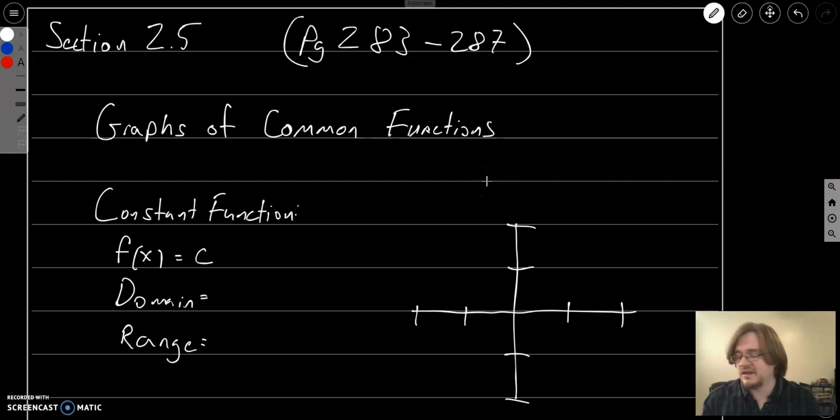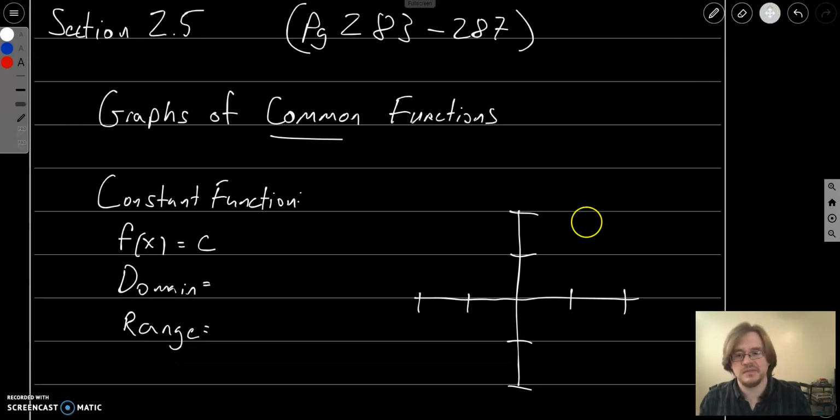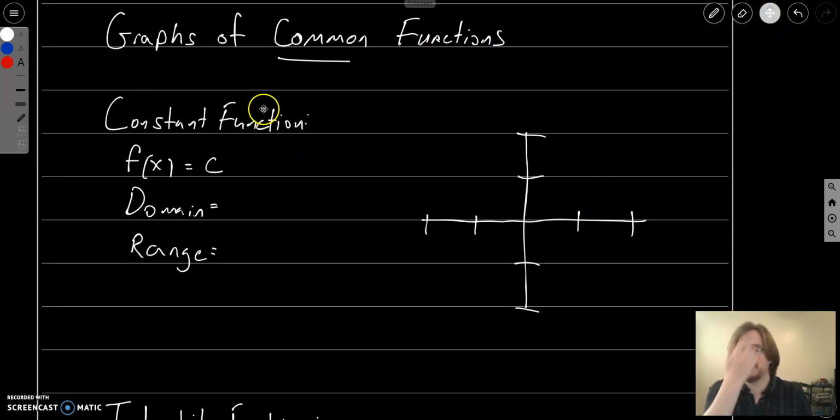Hello and welcome back. We'll start section 2.5 in this video, which is all about graphing certain kinds of functions and how to transform these functions into one another. So we'll start out with some common functions. The first type of function that we'll see are just constant functions.